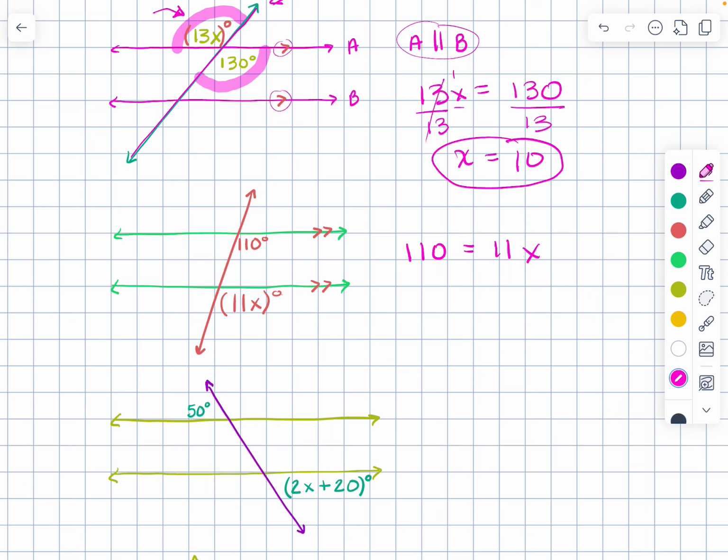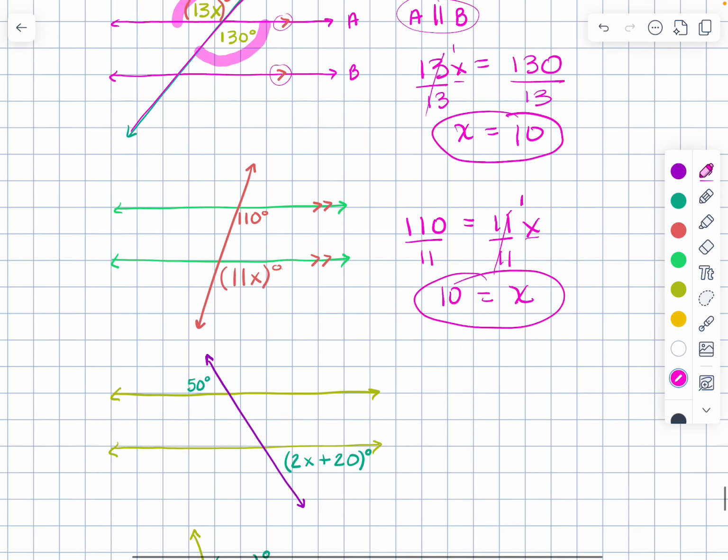Again, we want x by itself, so we're going to divide both sides by 11. And this problem looks very similar to the one we just did. So we have 1x on this side, and 11 goes into 110 10 times. Again, our answer is 10. I'm going to break that cycle on the next one.